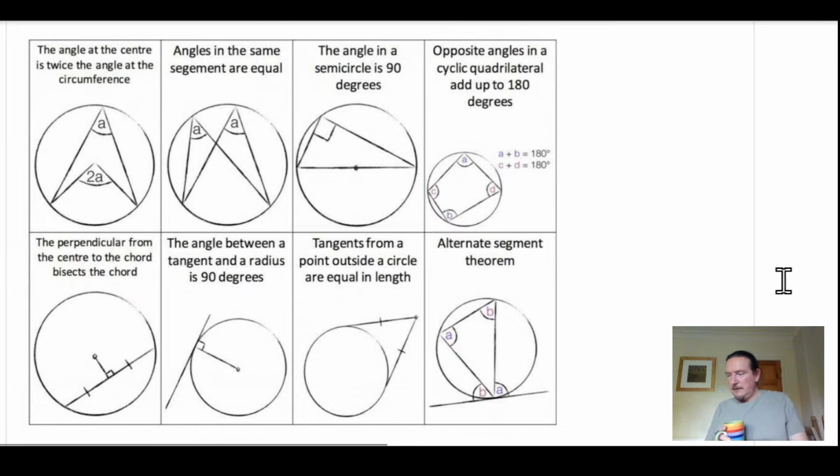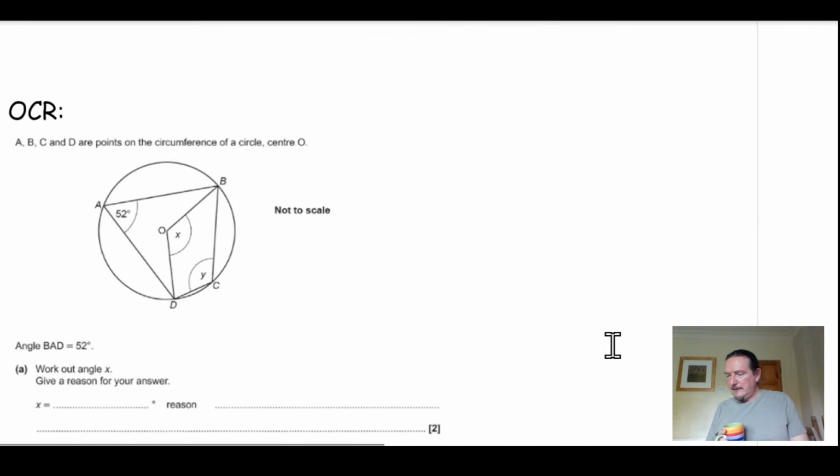Okay, so let's see what we've got here. So this is the OCR question. A, B, C, and D are points on the circumference of a circle centre O. Angle BAD is 52 degrees. Work out angle x. Give a reason for your answer.